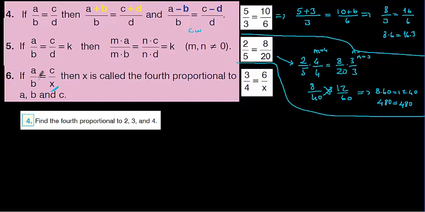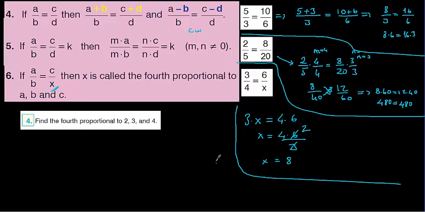Now the sixth property. Here, a over b is equal to c over x, and x is called the fourth proportional to a, b, c. Here x is the fourth proportional, and if we multiply crossly, we can find the value of x. 4 times 6 is equal to 3 times x, so x is equal to 4 times 6 over 3. If you simplify 6 and 3, x is equal to 4 times 2, which is equal to 8. You can find the fourth proportional like this.